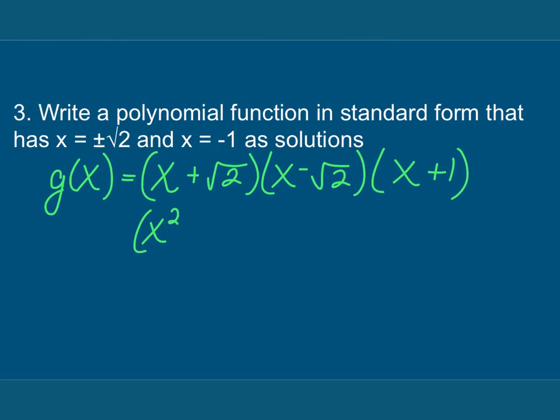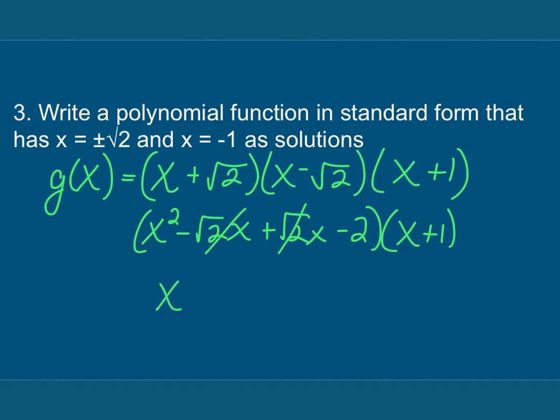This would give me x squared minus the square root of 2x, but then I'd have plus the square root of 2x, and then minus square root of 2 times the square root of 2 would be the square root of 4, which is just 2. And then I still have the x plus 1. So you do enough of these and you realize, well, if the two middle terms are always going to drop out, why do I even need to write them? But you need to really discover that pattern on your own.